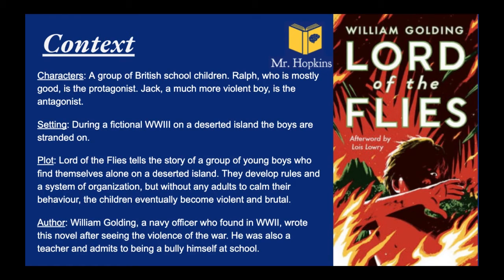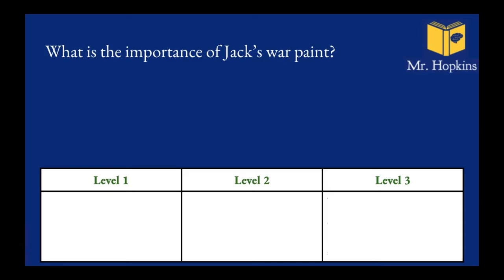The author, it's important we look at the author. William Golding was a Navy officer. He fought in World War II. He fought at the battle, D-Day, one of the biggest battles. And he wrote this novel after seeing the violence of war and the violence that humans are capable of. He was also a teacher, and he admits to being a bully himself when he was at school. So he understands British school children quite well.